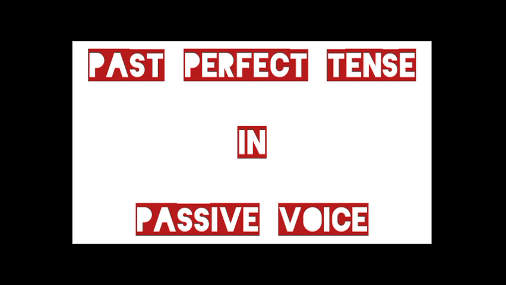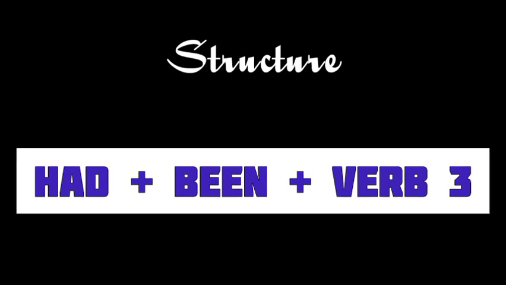Up next, let's learn how the past perfect tense is used in passive voice. In passive voice, the past perfect tense has the structure of the auxiliary verb had plus been and the third form or the past participle of the principal verb. In active voice structure, been is not used in between had and V3 or the third form of the verb, but in passive voice, been is used between the auxiliary verb had and the past participle.